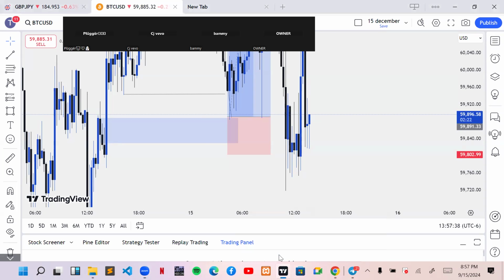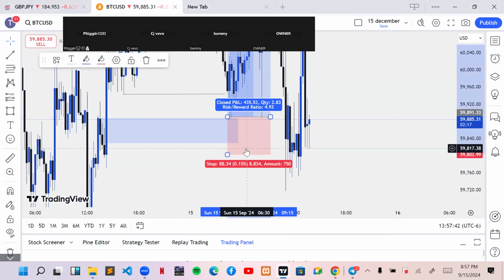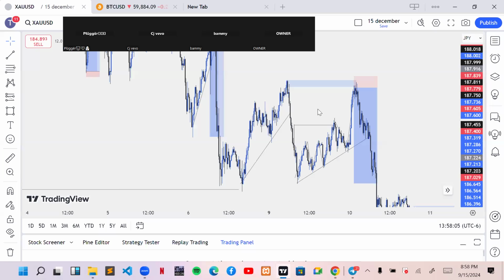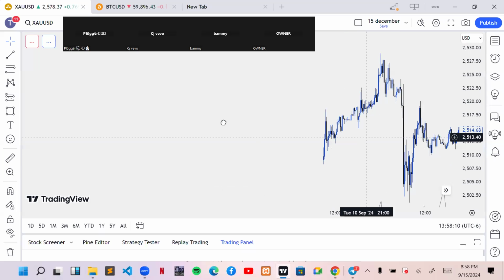You understand? If you want to risk $500 on this trade, you do 500 divided by 8.34. It will give you 5.65, just round it up. It means you use 5.65 lot size. If that stop loss is to hit, you'll be losing exactly $500. That's how to calculate stop loss on BTC. Then for gold, this is how to calculate stop loss on gold.